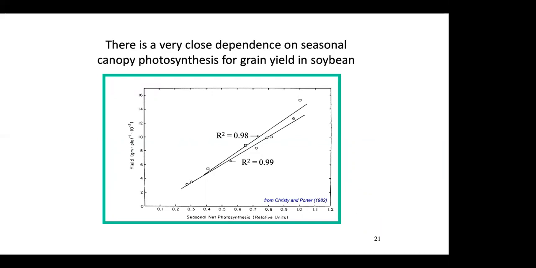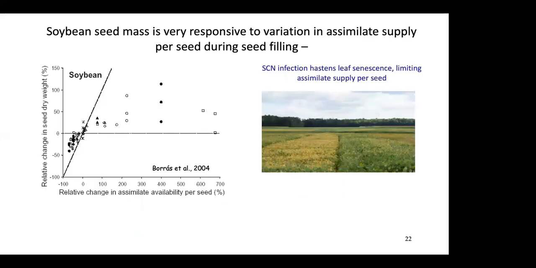So that's a real limitation in this crop. If somebody wants to earn a lot of money, turn this crop into a C4 plant, and this curve will look a lot different. And maybe there'll be less of an impact on things like soybean cyst drawing assimilates out of the root.